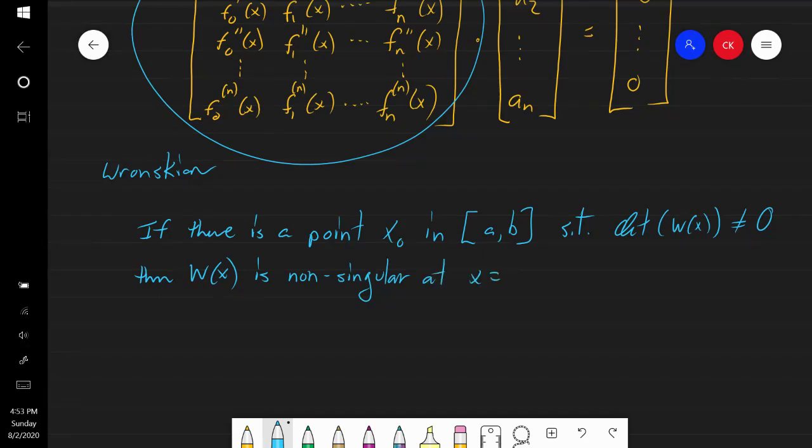At x equals x0. And then again, our conclusion is so that the set of functions would then be linearly independent.